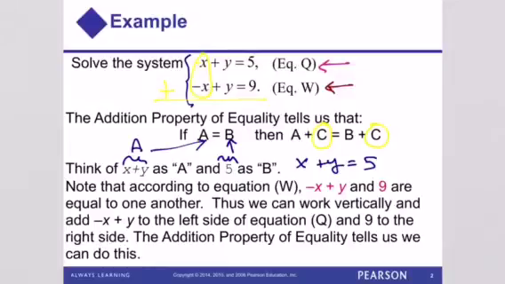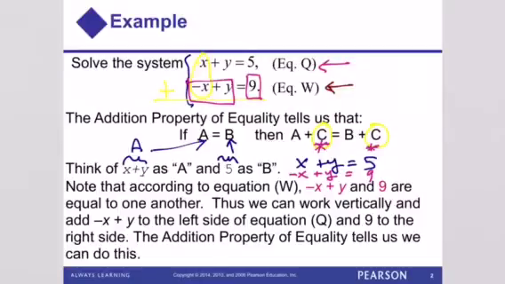Then if you look at equation W, negative x plus y, this thing right here, and 9 are equal to each other. And therefore, because they're equal to each other, we can add negative x plus y to the left side of equation Q and 9 to the right side. That's essentially adding c to both sides of the equation.